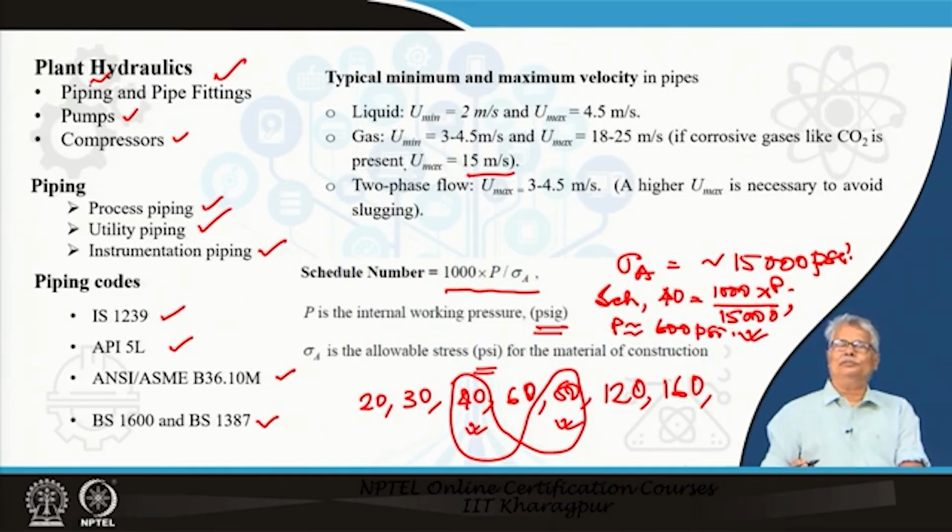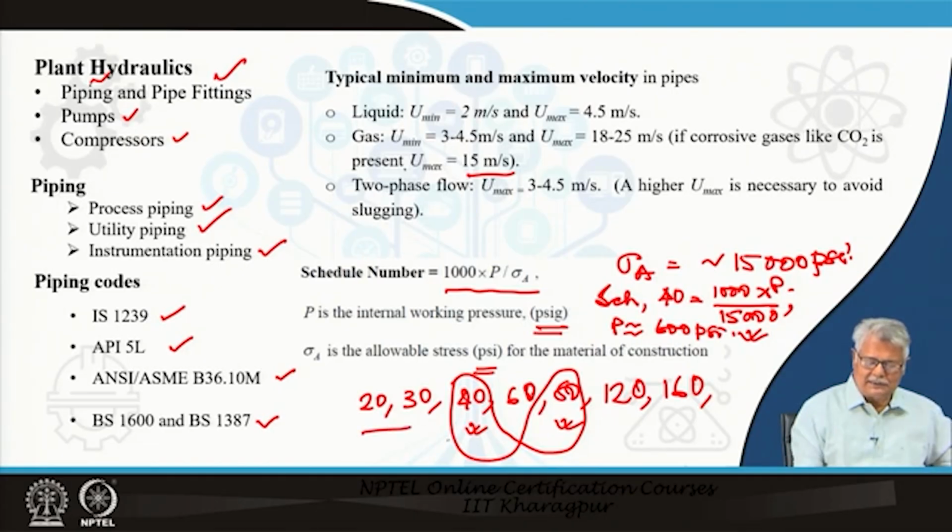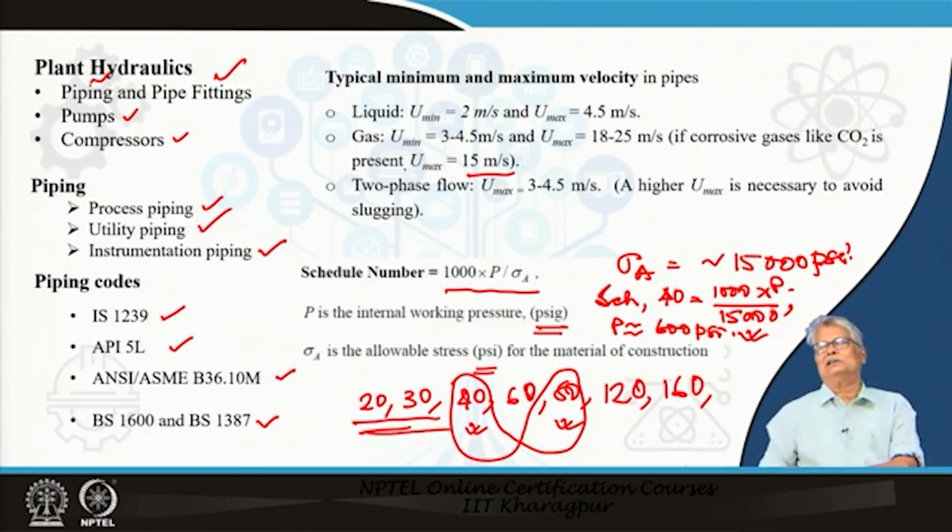Most of the cases you will find these 20 and 30 and 40 schedules, up to 40 schedules, being used for large diameter pipes. In general, it is obvious from the expression of schedule number that the higher the schedule number, we expect a relative increase in your wall thickness. In case you have a large diameter pipe, in case of a 20 schedule, if you are going to use a 60 schedule or an 80 schedule, the thickness would be much more.